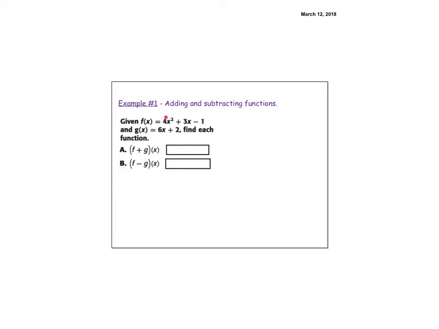Okay, let's do some examples. This is the first function, f of x. Second function is g of x. They separate those by different letters so you don't get confused between them. So the first thing we do is add these two functions together. And I think it's relatively easy and straightforward to do this.